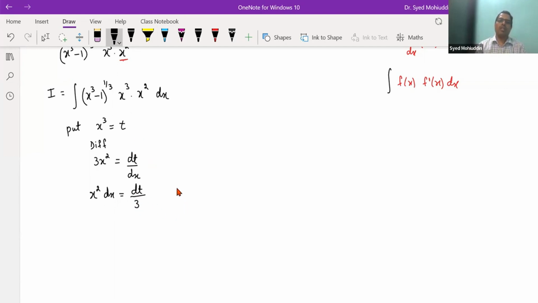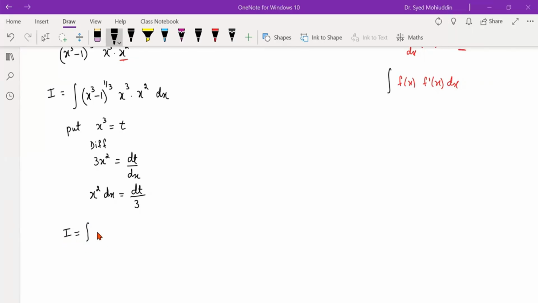Now put this value back in the given expression. You will get I equal to the integral of x cube, whose value is t, so t minus 1 whole power of 1 by 3, into this x cube value, which is nothing but t. What about x square into dx? It is dt by 3.